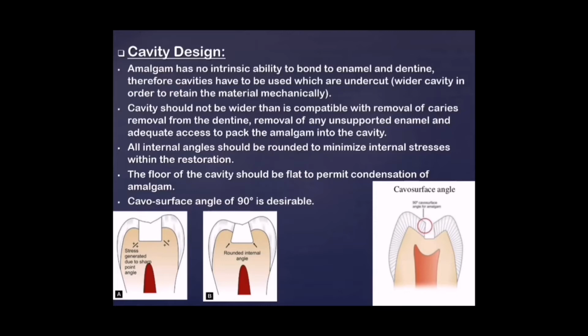All internal angles should be rounded to minimize the internal stresses within the restoration. The floor of the cavity should be flat to permit condensation of the amalgam. A cavo-surface angle of 90 degrees is desirable.